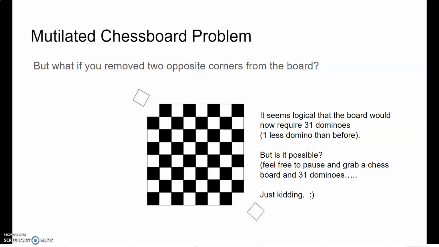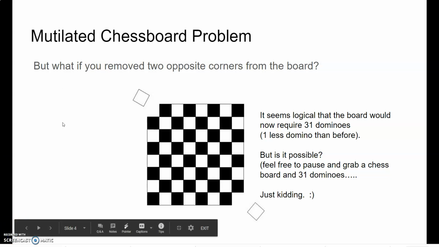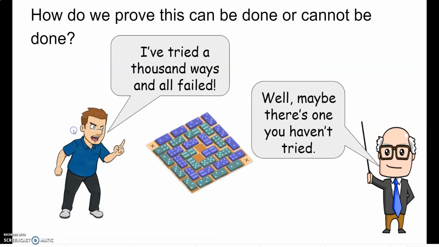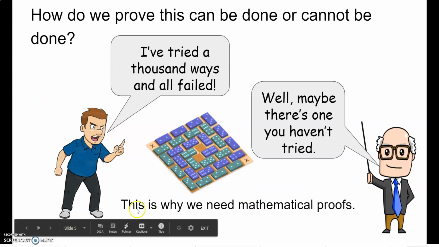Of course, I'm just kidding about that. So we have to have some other method. How do we prove it can be done or cannot be done? Well, on the left side, you have someone who says, I've tried 1,000 ways and all have failed. And on the right side, you have someone who says, well, maybe there's one you haven't tried. And that can be extremely frustrating. Now, if the guy on the left says, well, I wrote a computer program and it tried every possible combination, the guy on the right says, well, how do we know your computer program is flawless? How do we know it didn't make a mistake? And this is why we need mathematical proofs.